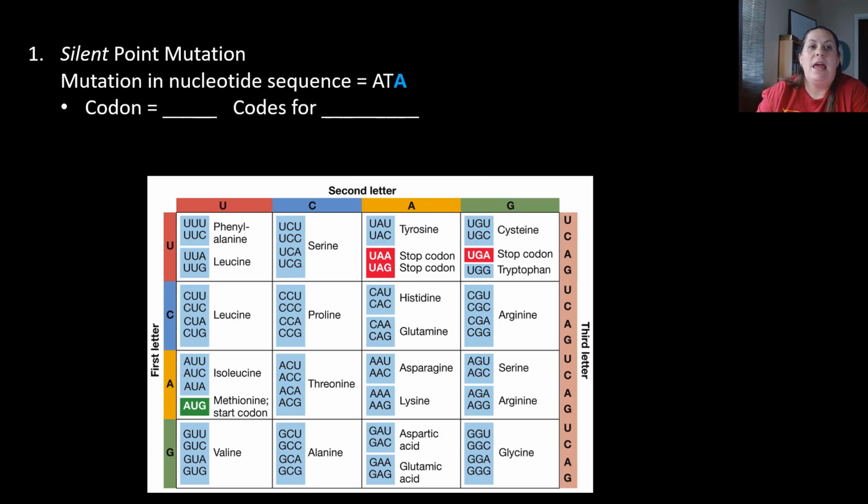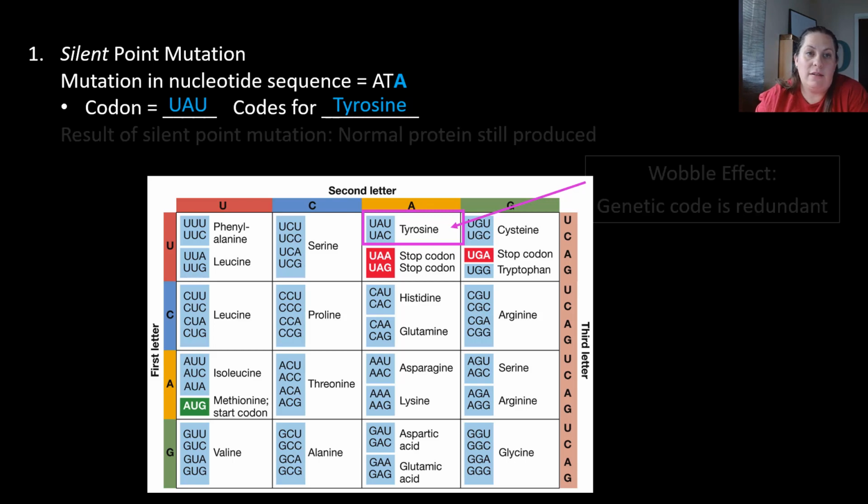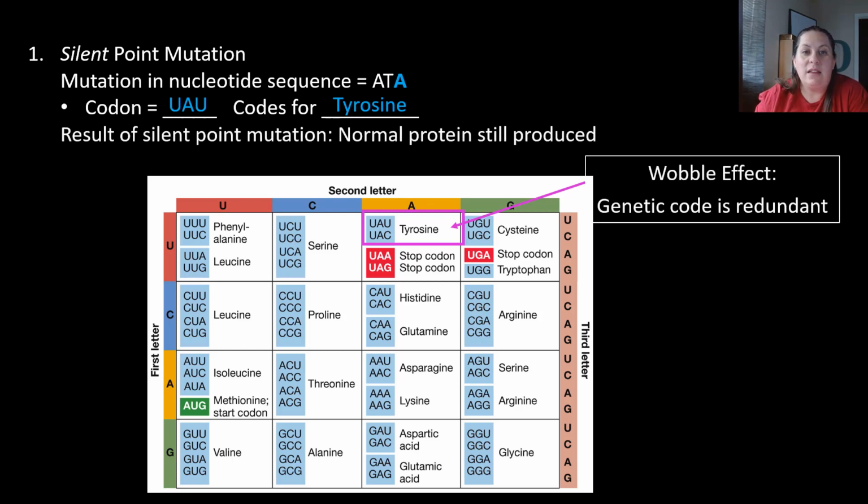So I have the actual sequence. I'm going to make it into a codon, and then that codon is going to help me find the amino acid. Now, a silent point mutation is where the mutation might be something like ATA. So instead of being ATG, it is ATA. So the codon would be UAU. So if we go over here, what does UAU code for? Well, it still codes for tyrosine. So this is why it's considered a silent mutation, because the mutation didn't change anything. Okay, so the result of a silent point mutation is that normal proteins are still provided, and this is because of that wobble effect we talked about earlier.